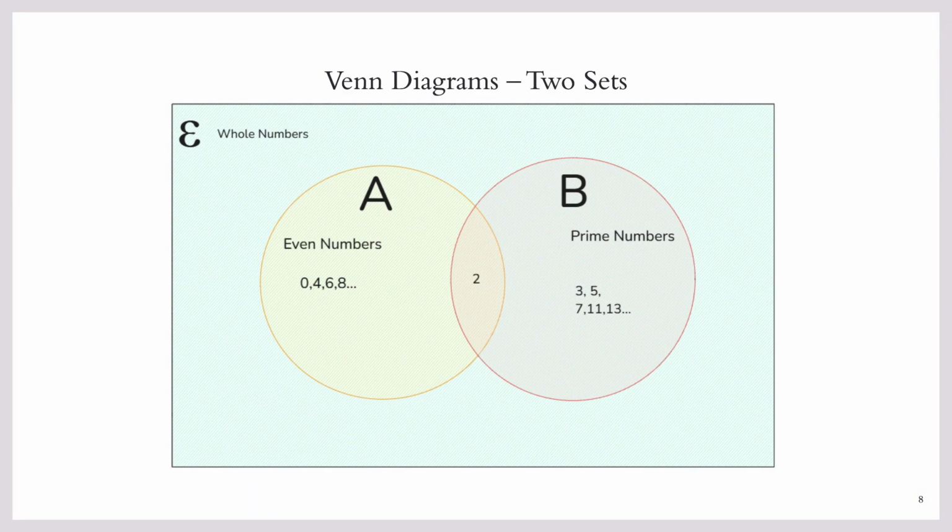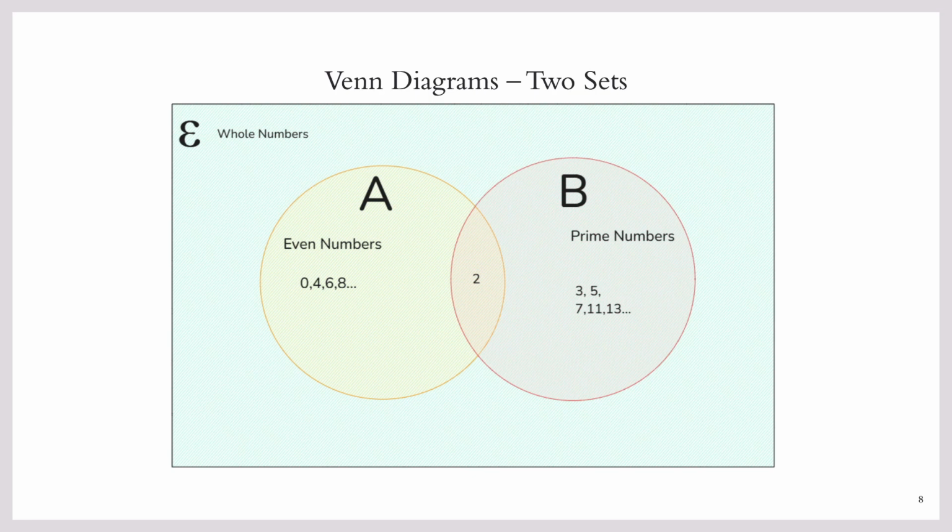Now let's take a look at a Venn diagram. For example, if we have our universal set as the whole numbers, then we could say that we have two sets, A and B, and these two sets would be even numbers and prime numbers. We could also have more, such as odd numbers. But for now, let's focus on Venn diagrams with only two sets.